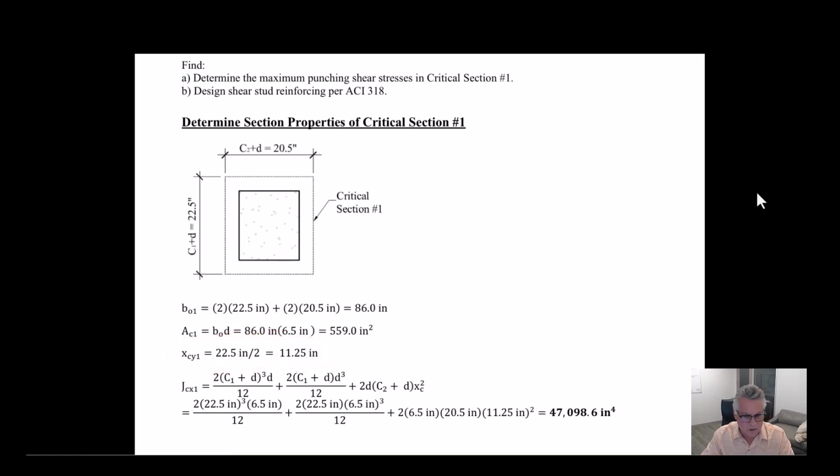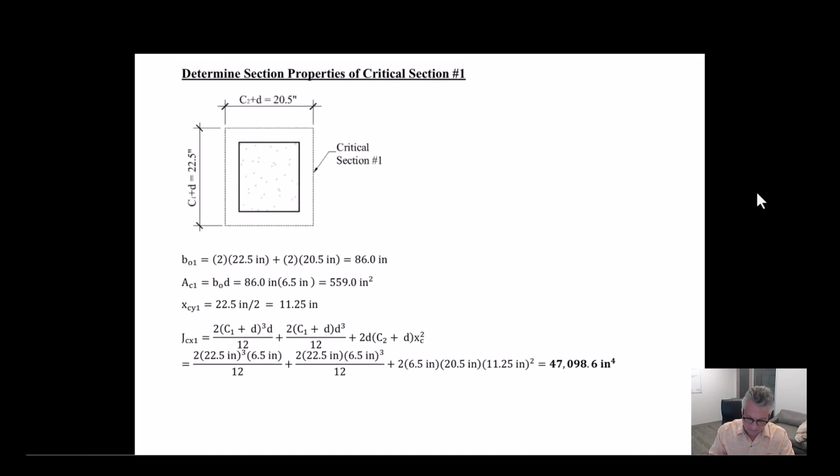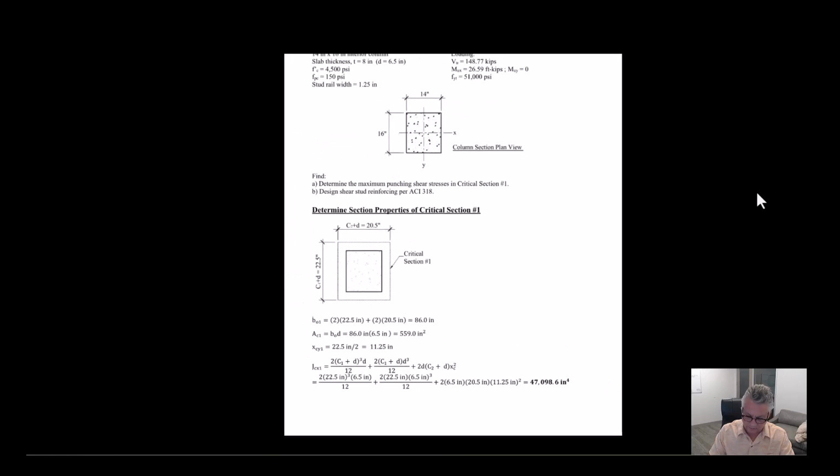Now, this is very similar. What we're doing, remember, is a three-dimensional stress analysis, not a two-dimensional. So where you would have Mc over I, if you were looking at a regular beam section, this is the same concept, but we're going to look at Mx over J. So from previous lectures and in the book, this is what the three-dimensional torsional moment of inertia is calculated for an interior column: 47,098.6.